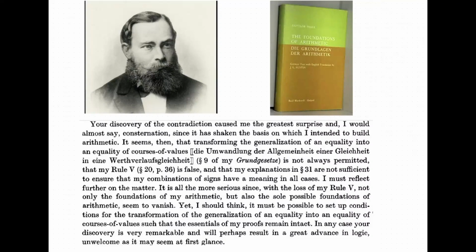It seems, then, that transforming the generalization of inequality into an equality of courses of values is not always permitted, that my Rule 5, the one we were just discussing, is false, and that my explanations in section 31 are not sufficient to ensure that my combinations of signs have a meaning in all cases. I must reflect further on the matter. It is all the more serious since with the loss of my Rule 5, not only the foundations of my arithmetic, but also the sole possible foundations of arithmetic seem to vanish.